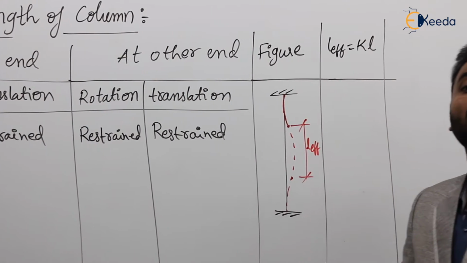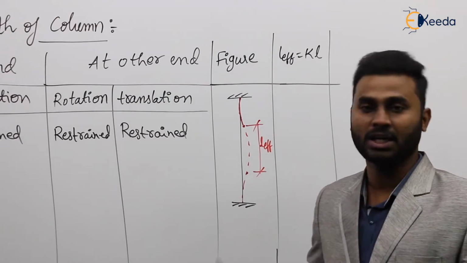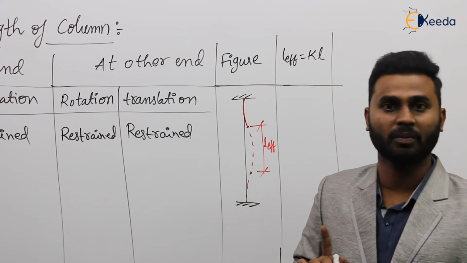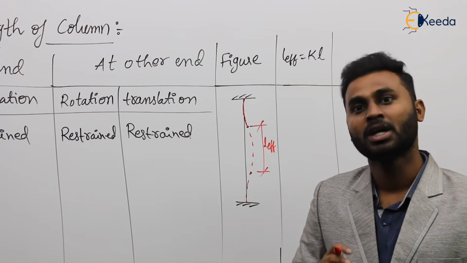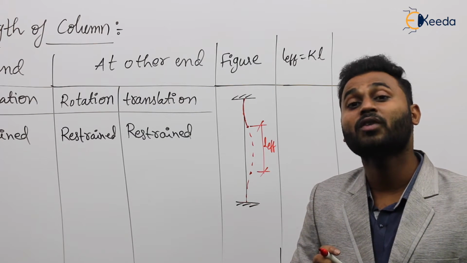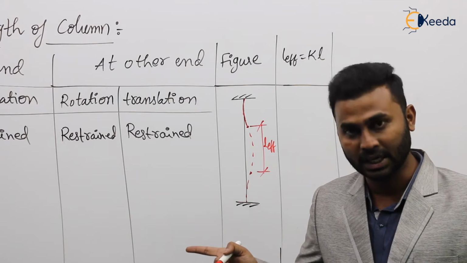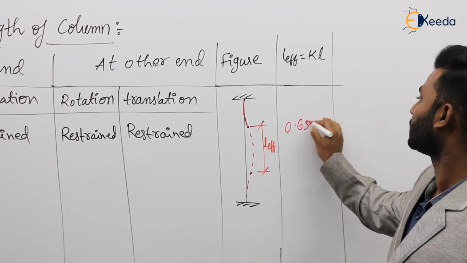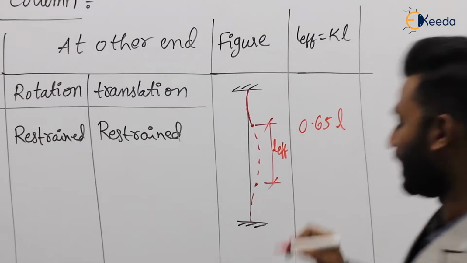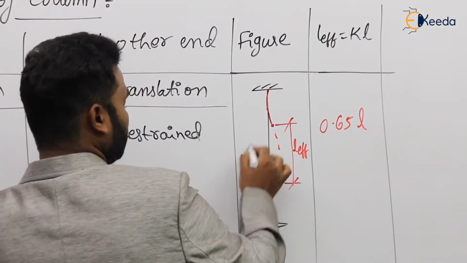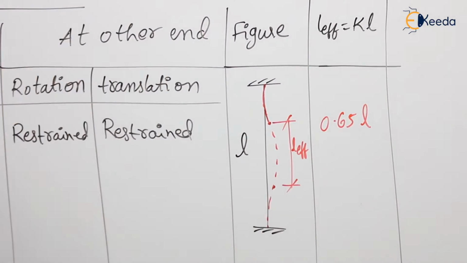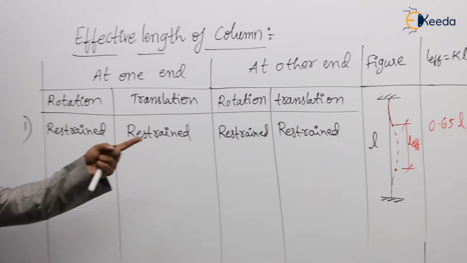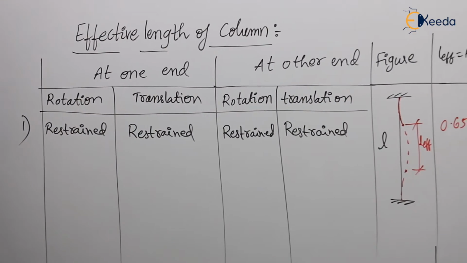So L effective is the distance between the points where curvature changes in an elastic curve. In the bending moment diagram, it is the distance between two points of contraflexure. We know what is meant by a point of contraflexure: it is the point where the bending moment changes its sign. Now in this case, L effective is 0.65 L, where the total length is L. So when both ends are fixed, L effective is 0.65 L. Agree? So take it down.